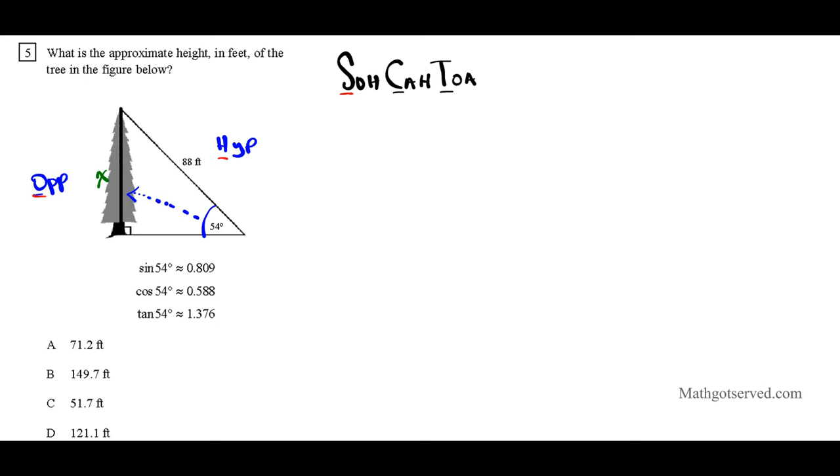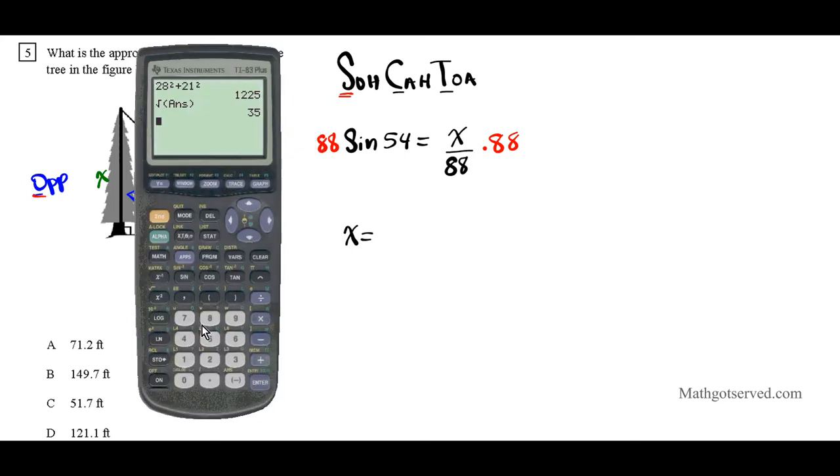It's obviously sine, right? So sine is a trig ratio that we're going to use to solve this problem. All right, so sine 54 equals opposite over hypotenuse. So to isolate x, we multiply both sides by 88. So the height of the tree x is going to be 88 sine 54. So let's plug that into our calculators and see what we get.